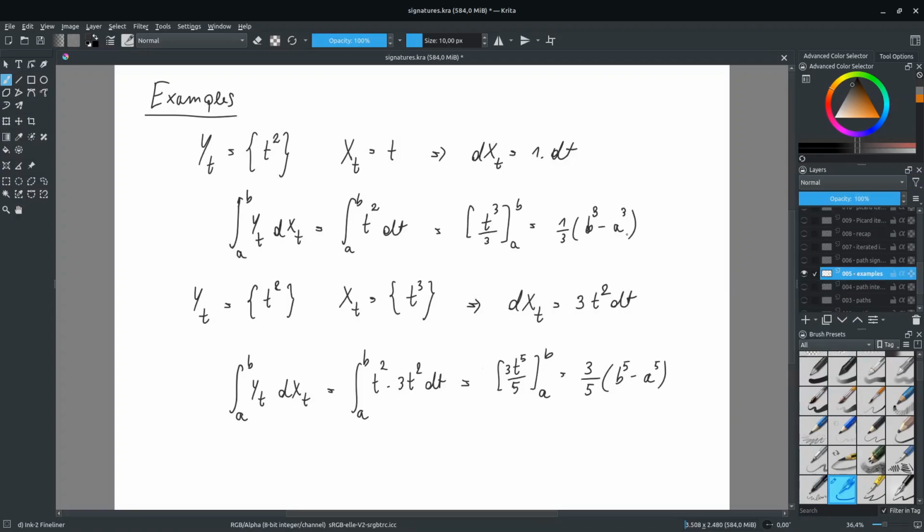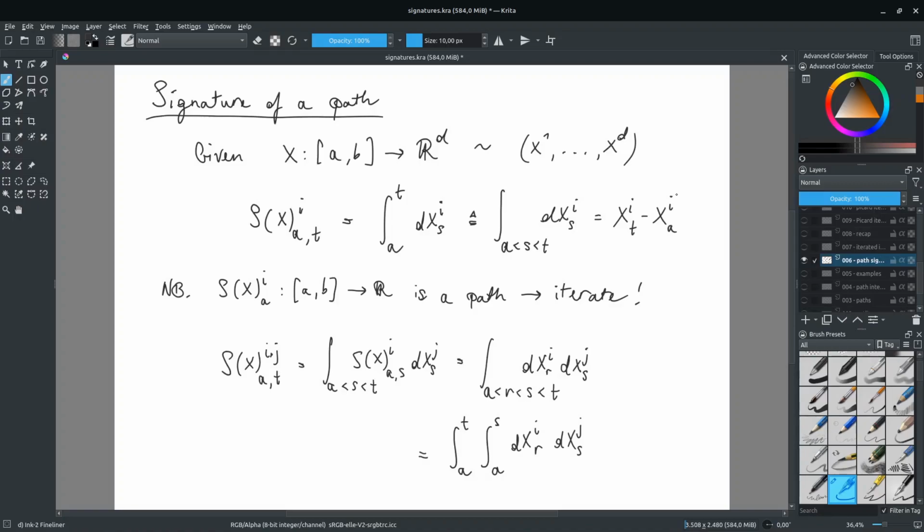A quick example. Let's say Y is here the path t squared, and X_t is simply the path t. Really, I shouldn't even have these braces here. That means dX_t is simply 1 times dt. So at the end, the integral is just the integral of t squared dt, which is t cubed over 3. Then compute the bounds of the integration, and you're done. Nothing especially fancy here. You just need to be able to compute integrals.